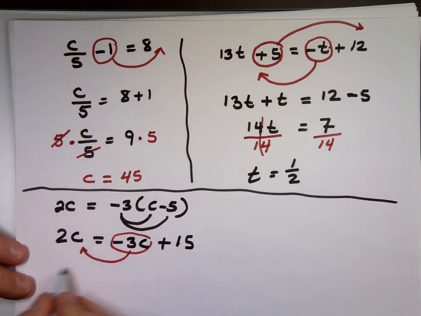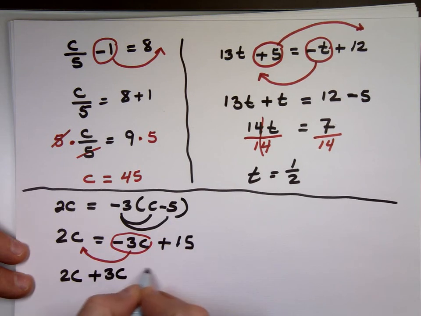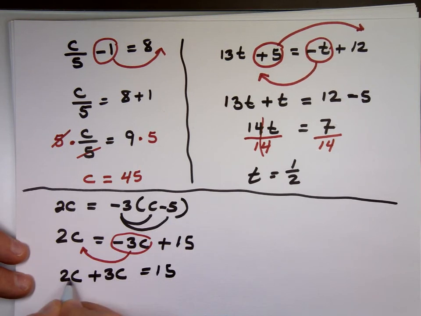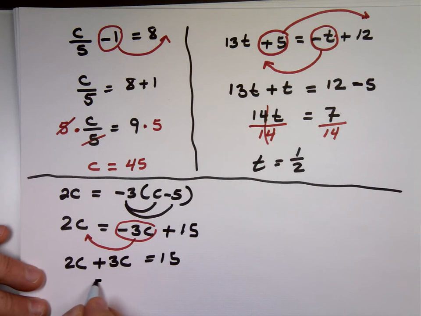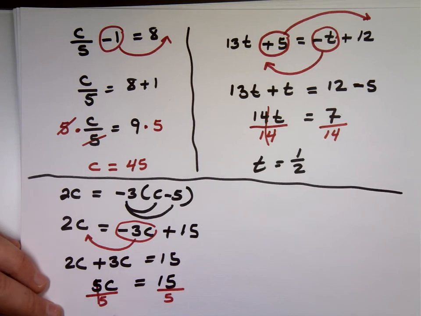No, you're changing it first. Bring it to this side. That's 2c. When you bring the minus 3c to this side, becomes what? Plus 3c. What's 2c and 3c? 5c equals 15. And now to solve for c, you got to divide by 5. c equals 3.